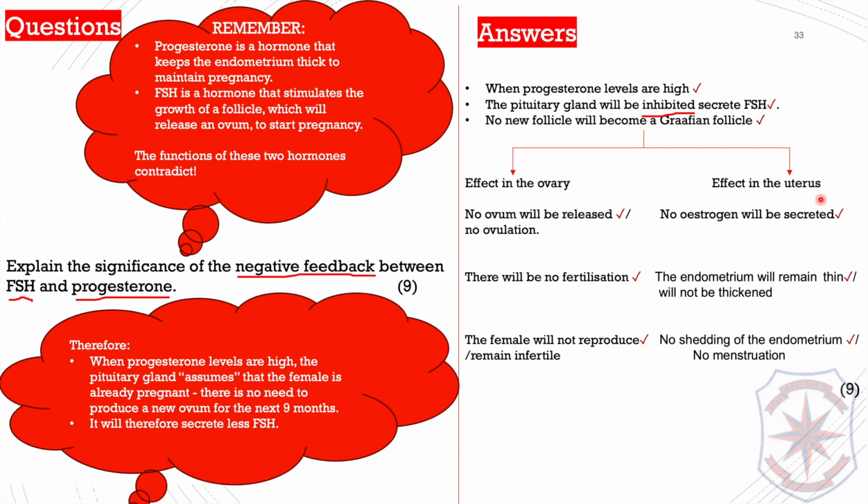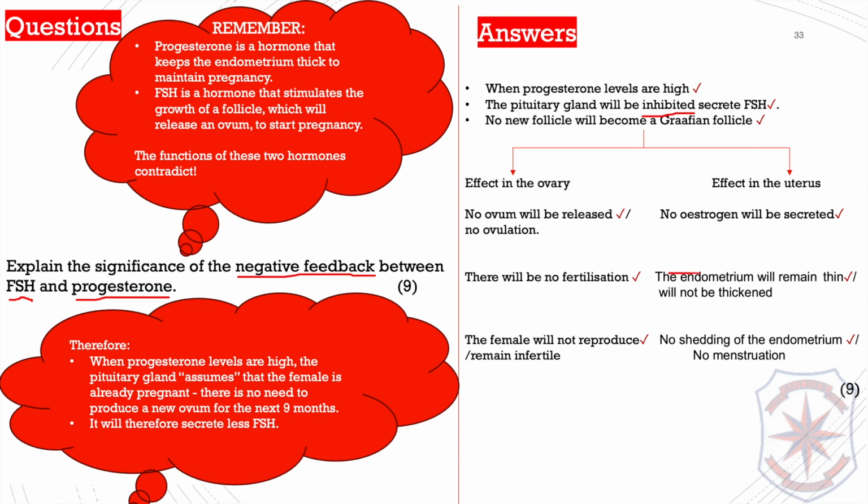What is the effect on the uterus? There will be no estrogen secreted. Remember, estrogen is secreted because of the growing follicle. Now, because the pituitary gland did not secrete FSH, there is no Graafian follicle. So no estrogen is secreted. The endometrium remains thin. This is actually very false.